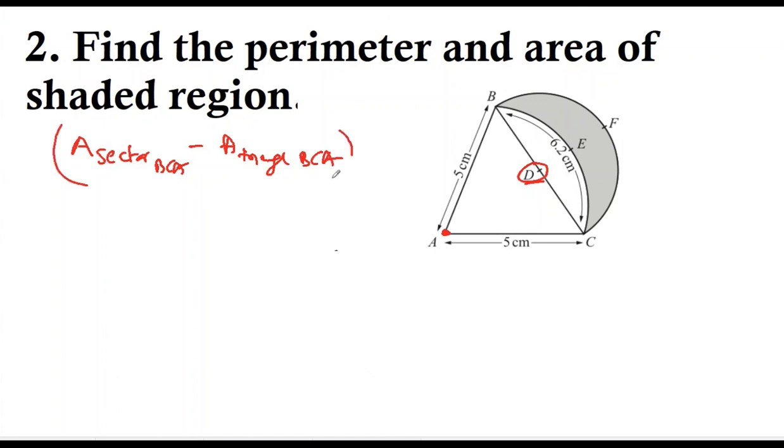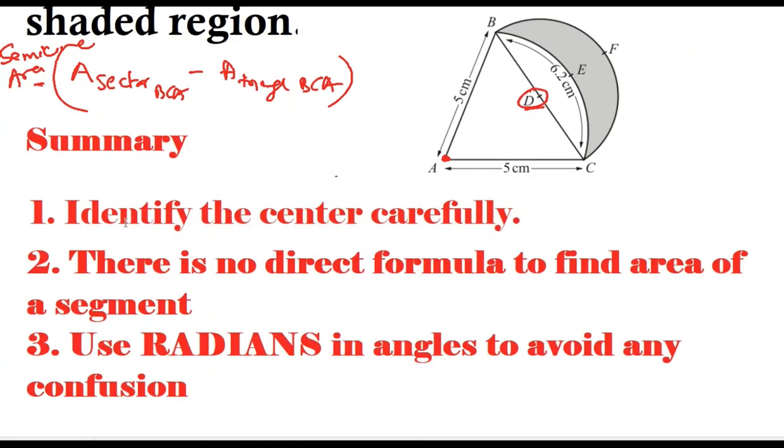Whatever you get from here, which is the area of the segment, you subtract that from the semicircle area, right? The area of the semicircle for which D is the center, not A. This kind of confusion should be removed, and there should not be any confusion while answering a question in exams. And here is the summary of the activity.